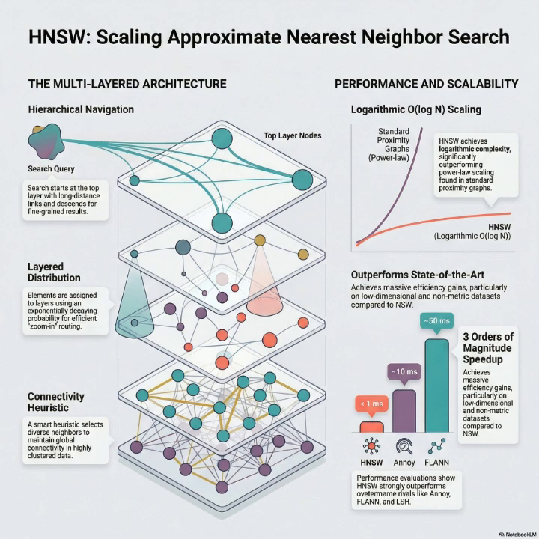The mission, if you will, is to move beyond the buzzwords. I don't want to just say it uses a graph. I want us to understand how it decides which node connects to which, and why that specific decision makes the difference between a query taking 10 milliseconds or 10 minutes. Okay, let's jump right in.